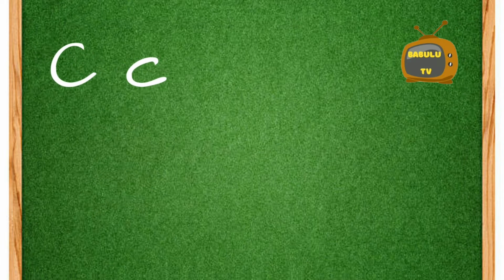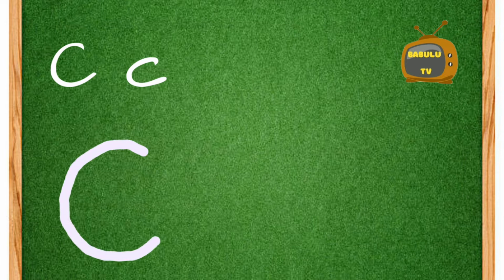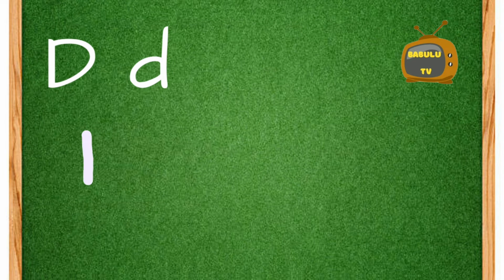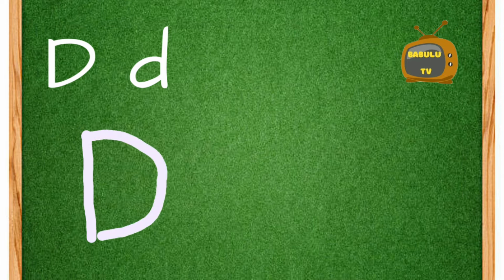Capital and small c. This is capital C. Now small c. And this is small c. Capital and small d. This is capital D. And now we are going to write small d. This is small d.